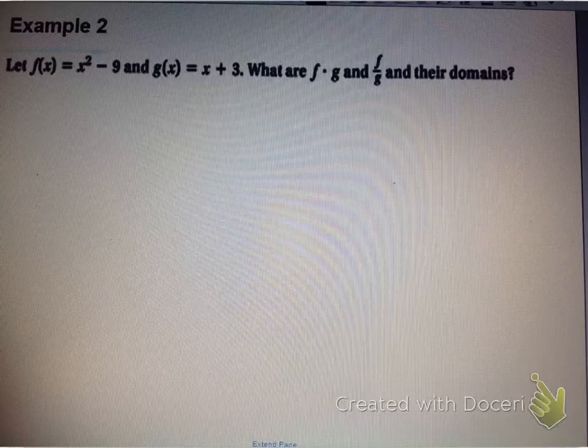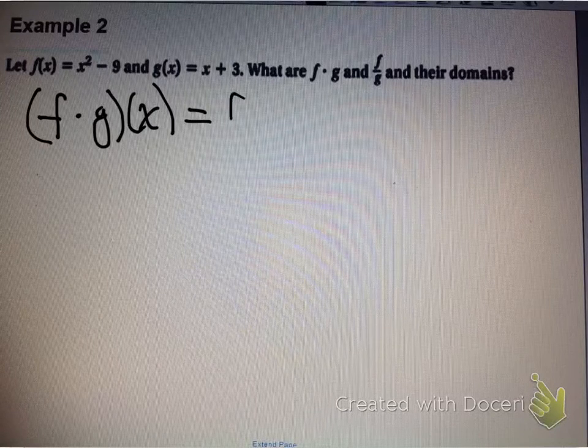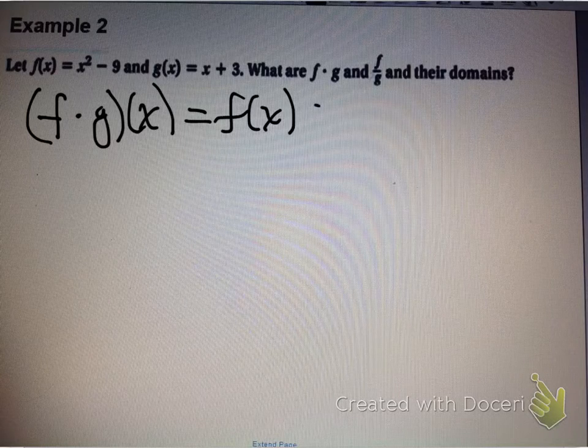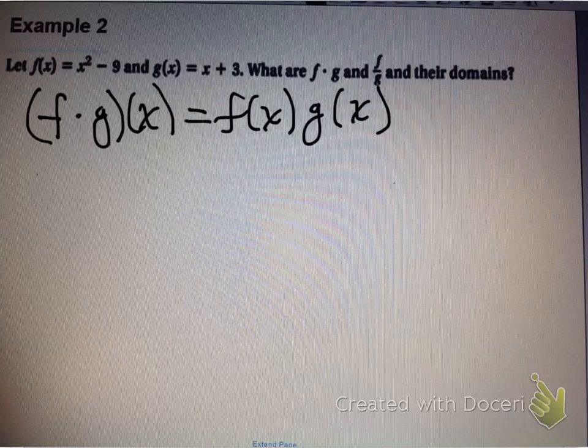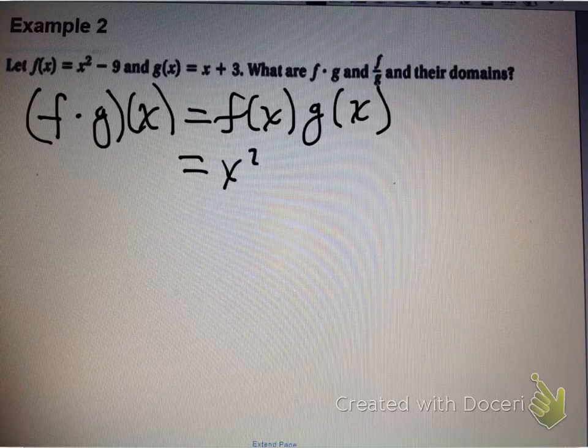Alright, in example 2, now we're given f of x and g of x and asked to find f times g of x and f divided by g of x. Okay, so let's take f times g of x first. So f times g of x can be rewritten f of x times g of x.